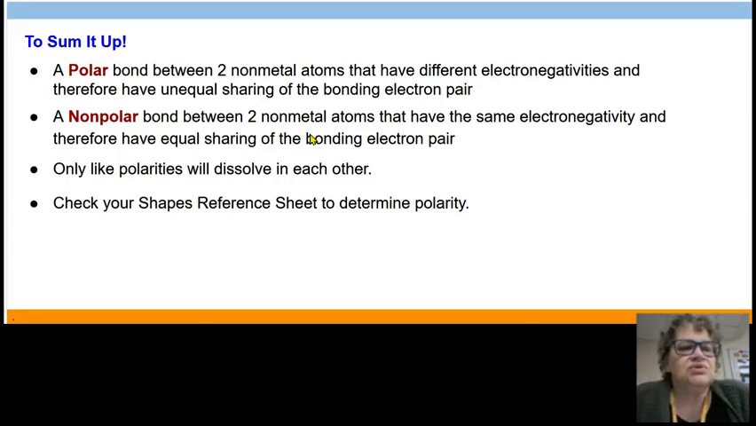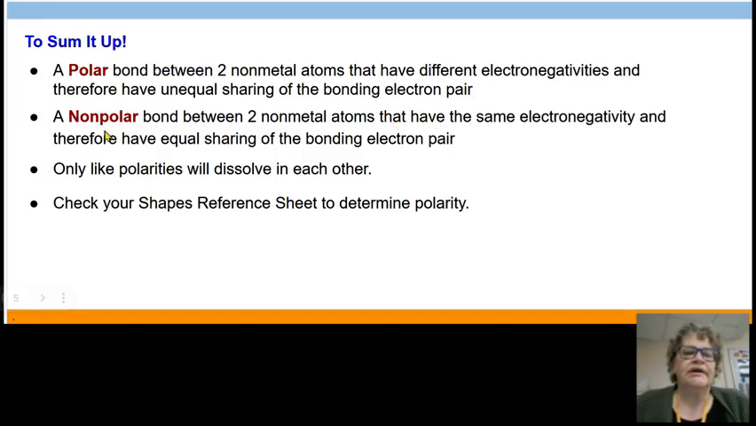Okay. So to sum it up, I have a polar bond between two non-metal atoms that have different electronegativities and therefore have unequal sharing of the bonding electron pairs. A nonpolar bond between two nonmetal atoms that have the same electronegativity and therefore have equal sharing of the bonding electron pair. So polar, unequal, nonpolar, equal.